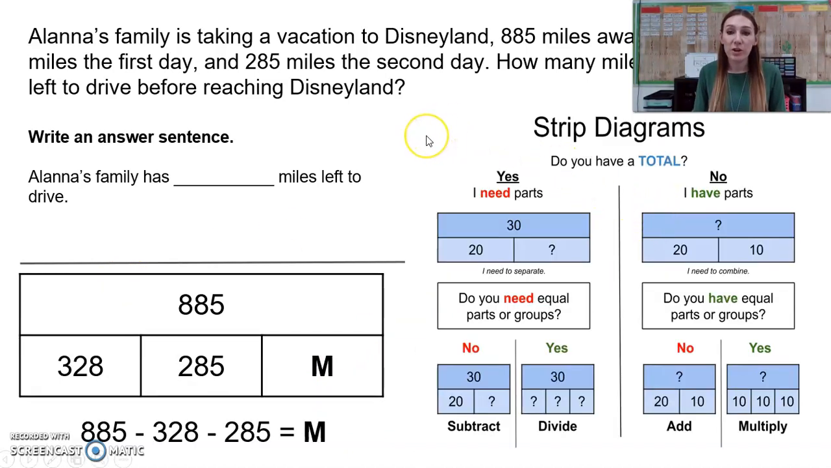Okay, so then we're going to use the strip diagram flowchart to help us write an equation and to check our strip diagram. First we need to ask, do I have a total? Yes, I have a total. Do I need equal parts or groups? No, I already know that my parts are not equal. So that means that my last group does not have to be equal. So I'm going to be subtracting. We can write our equation, our total 885 minus 328 minus 285 equals M.